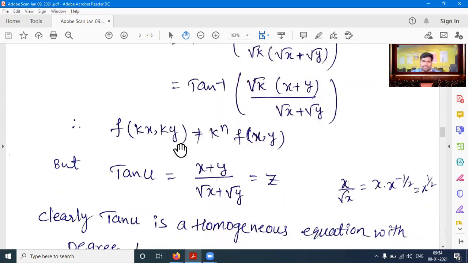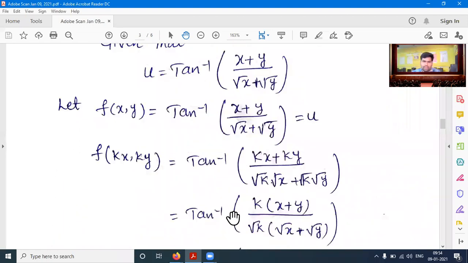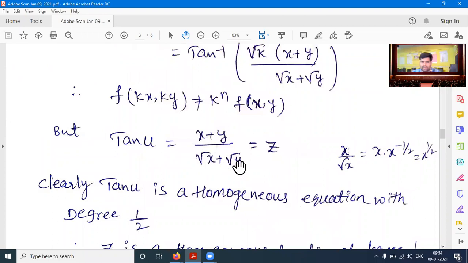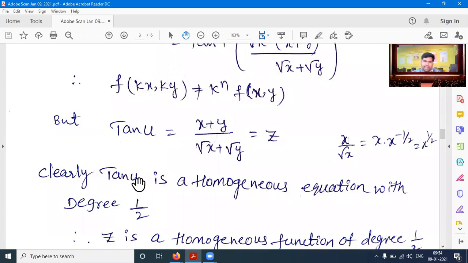So we have to make it homogeneous. Tan u is equal to (x plus y) by (root x plus root y), and let that be equal to z. So clearly tan u is a homogeneous function with degree 1 by 2.